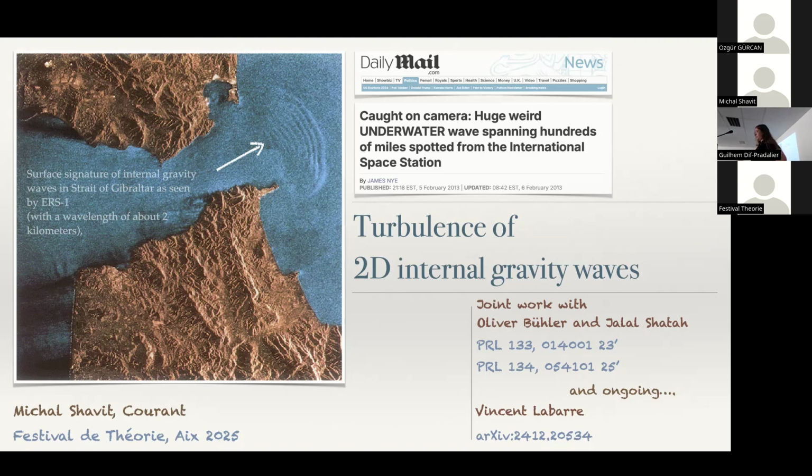So if you want, you can think about my talk as a talk about weak turbulence of anisotropic waves, and think about internal gravity waves as a particular case. This is all joint work with Oliver Buehler and Jalal Shadra from Courant. And if I have time, I'll show you some results that we obtained with Vincent Labarre.